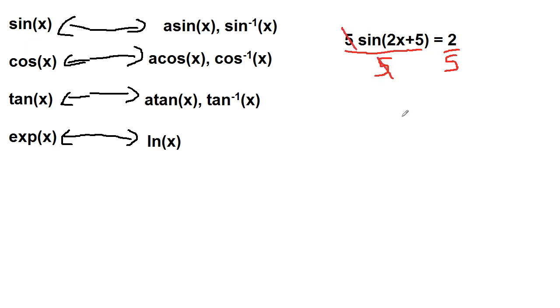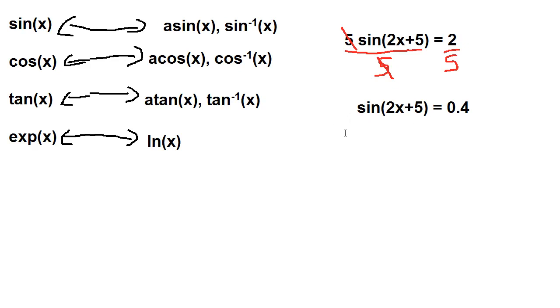On the left-hand side, it will eliminate the multiplication by 5. And on the right-hand side, you can simply evaluate 2 divided by 5. That will eliminate everything except the function itself. Now, you're left with the function itself. You can't access anything that's inside the function until you eliminate it.